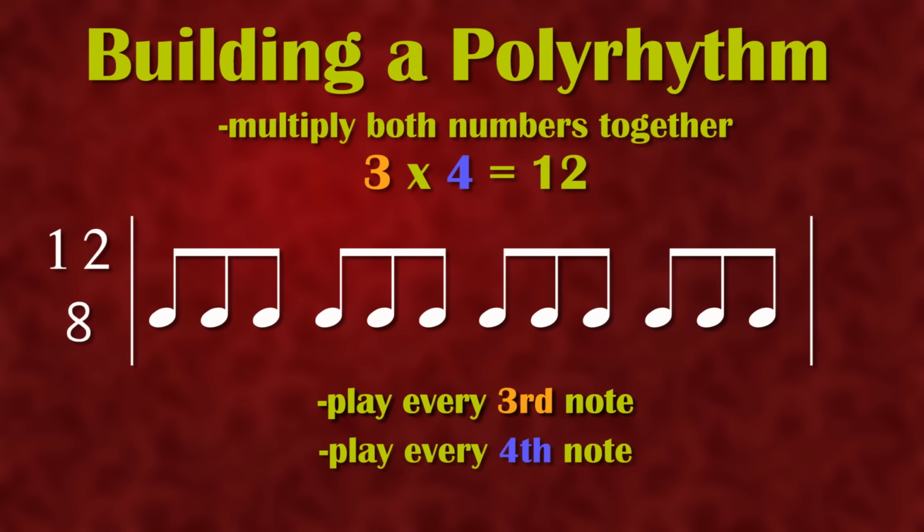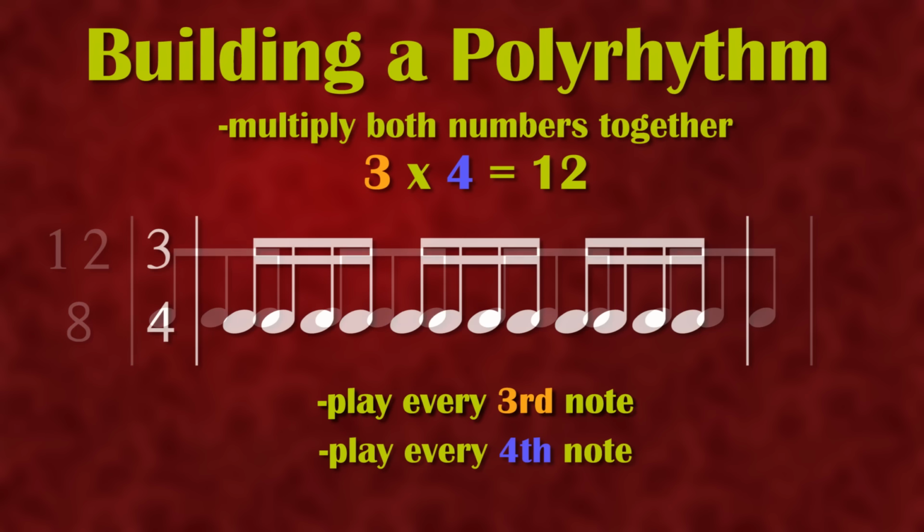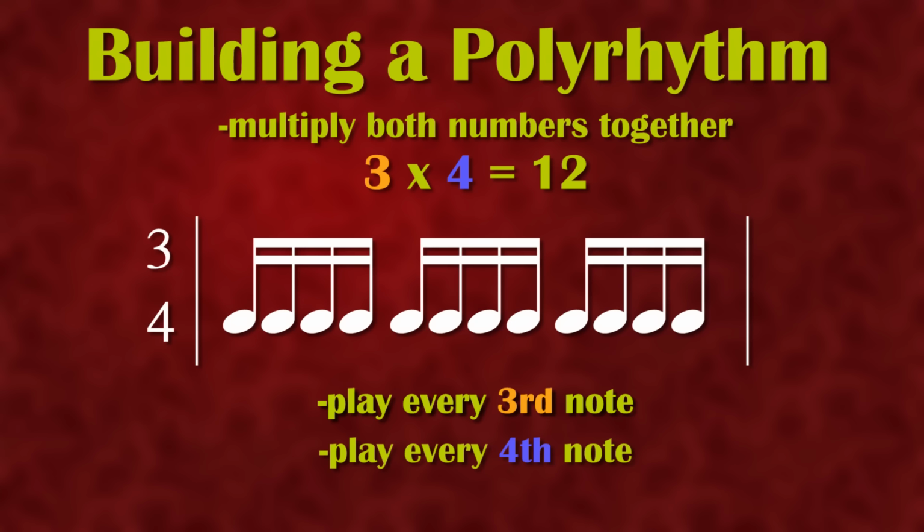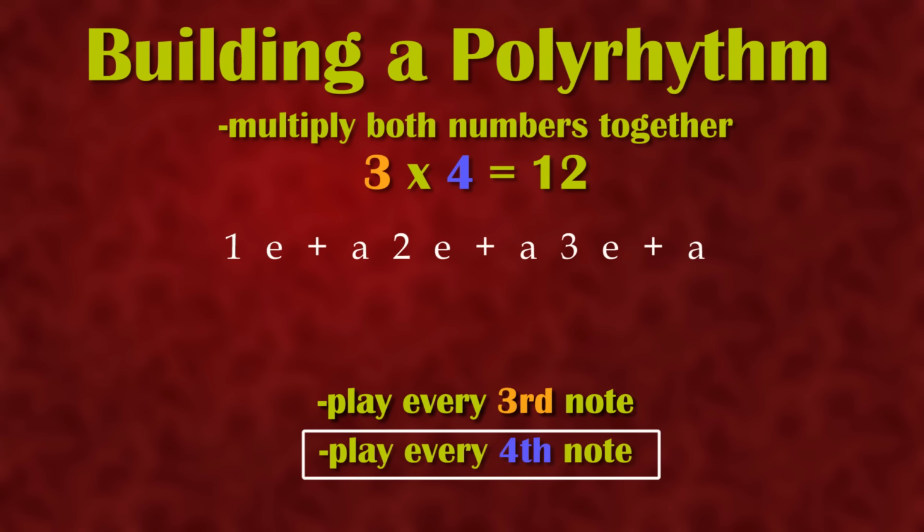But let's try to write them as 16th notes. Then it can be treated as a measure of 3/4. When you count 3/4 like this, we get 1 E-enda, 2 E-enda, 3 E-enda, 1 E-enda, 2 E-enda, 3 E-enda. Counting every 4th note gives us an even 3 beats.